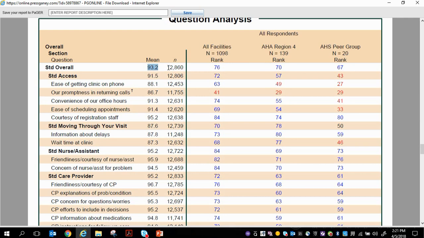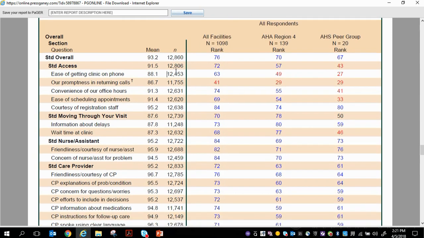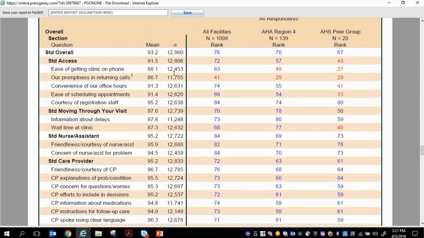The mean score is calculated by the number of actual survey returns or responses. So you can see there's a total of 12,860 survey returns, and currently under the ease of getting the clinic on the phone, there were 12,453 responses. So not everyone responded to ease of getting the clinic on the phone. Maybe a person left that blank. The instructions on the survey say leave it blank if it doesn't apply to you. Maybe this person made their appointment online and they didn't need to get anybody on the telephone. Okay. Finally, after we see the various mean scores and n sizes, the number of responses for each question, we'll go over to the rank and what that rank means.